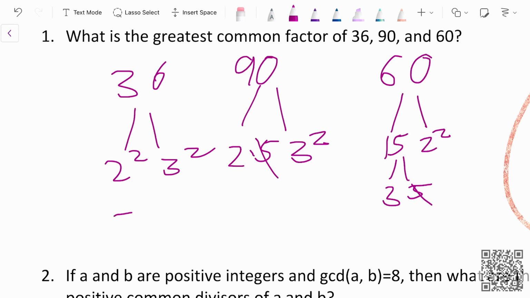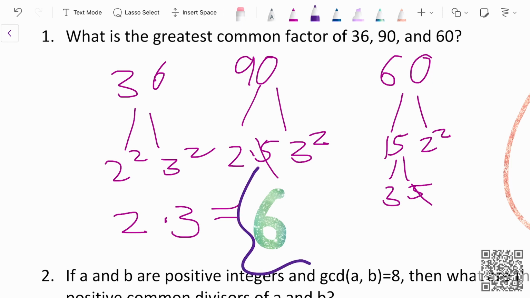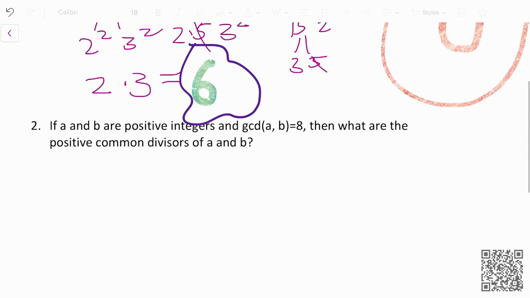All of them have a 2, so you can write 2 down, but since 90 only has a 2 to the power of 1, we can only write a 2. And all of them have a 3, but since 60 only has 3 to the power of 1, we only write 3 to the power of 1. So then this number is 6. So their greatest common factor is 6.